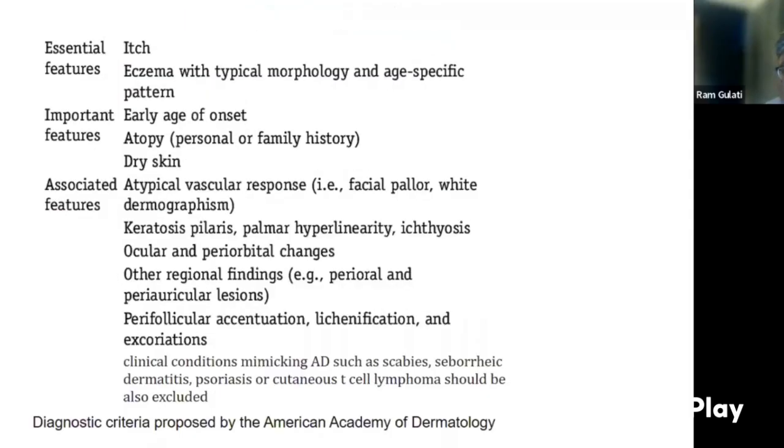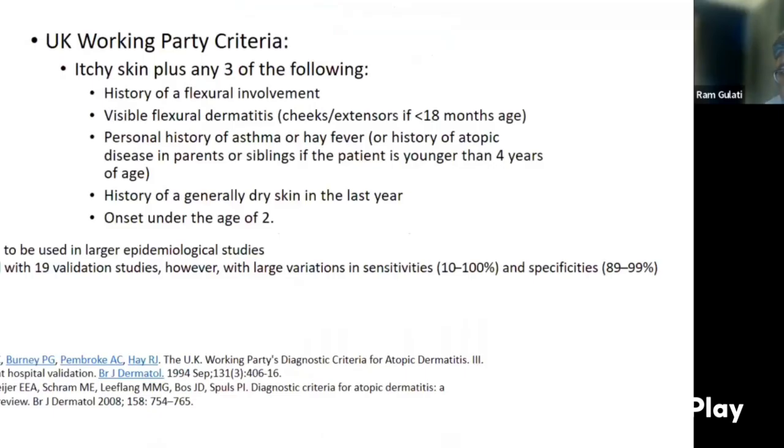The American Academy of Dermatology came up with diagnostic criteria which almost resemble Hannifin and Rajka's criteria, but they also include some clinical conditions which need to be ruled out as they mimic atopic dermatitis. So they are just simplified Hannifin and Rajka's criteria. The UK Working Party criteria in 1994 probably tried to simplify it much more. And they said that itchy skin is a hallmark. So if you don't have an itchy skin, you can't diagnose atopic eczema.